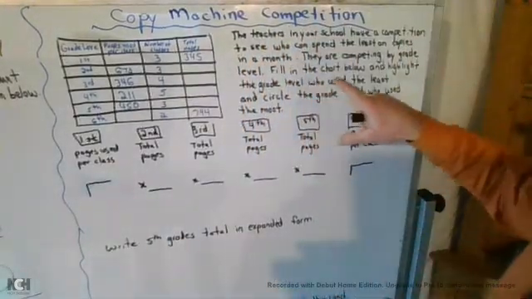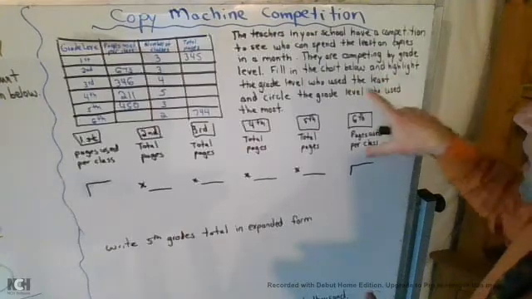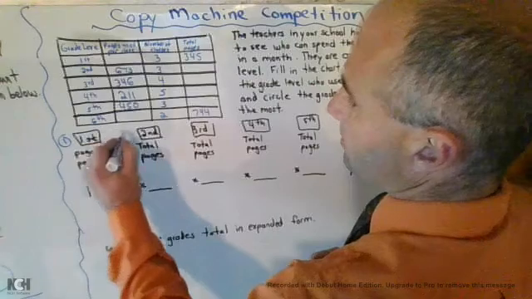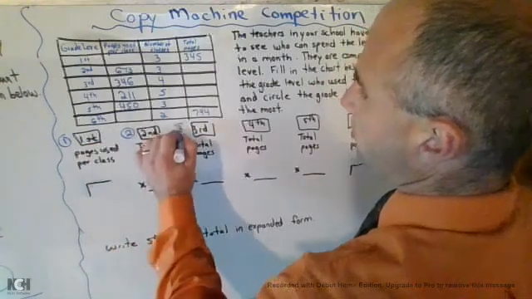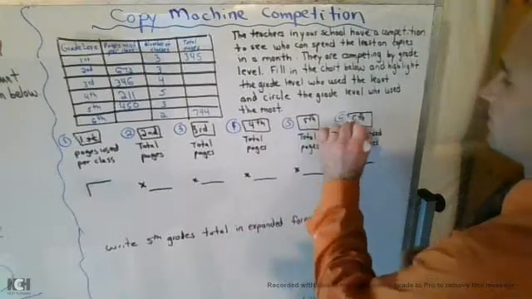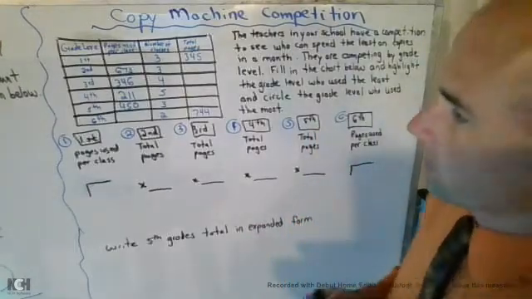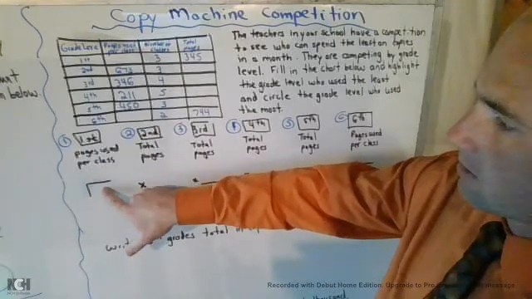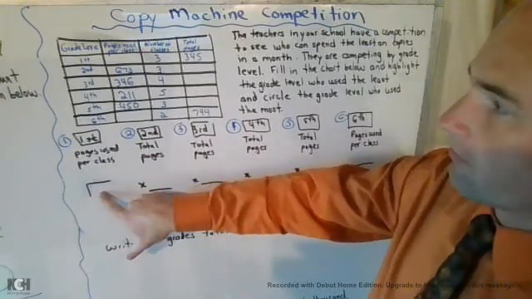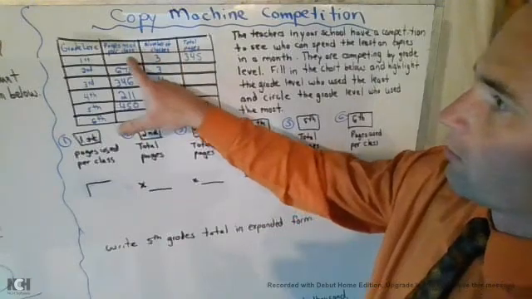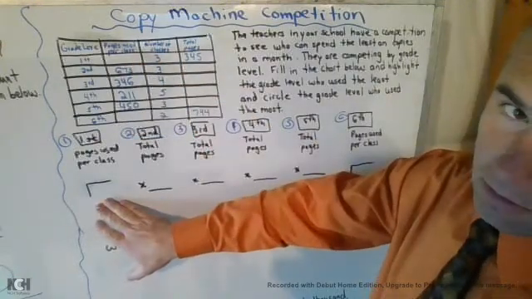Now this says circle and highlight, but on the Google form, there's actually questions asking these specific questions, okay? As far as fill in the chart below and highlight the grade levels. So this would be question 1 in this section, question 2, question 3, question 4, question 5, question 6 in this section, okay? So for the first grade, pages used per class, I'm showing you need to divide. This number divided by that number will give you pages used per class.